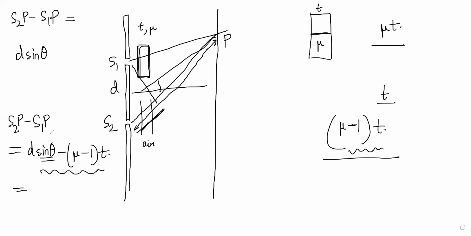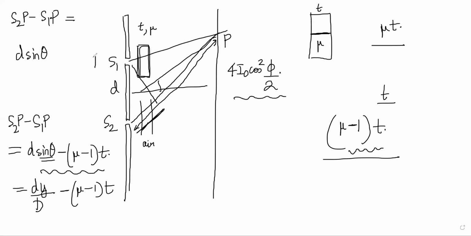Again, sine theta can be written as tan theta, so it is d y by capital D minus (mu minus 1) t, right? That is your path difference. Multiply this by 2 pi by lambda to get your phase angle difference phi. After that, you know what the intensity will be. Intensity at this point is always 4 I naught cos square phi by 2, as long as both the slits had the same I naught, right?